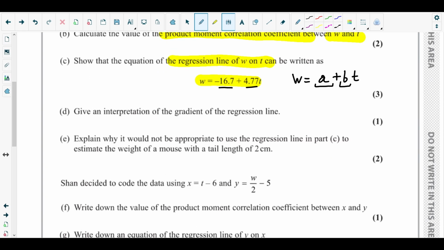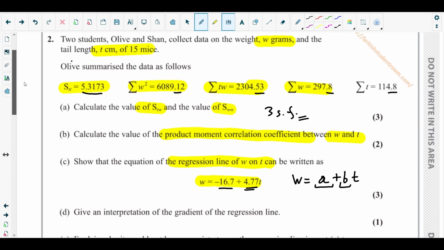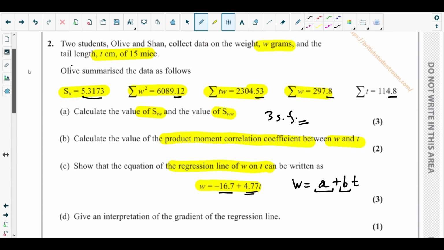Done. Next, part D asks to give an interpretation of the gradient of the regression line. So we need to interpret the value for the gradient, what the value of the gradient represents. The gradient here is B equals 4.77, the coefficient of T. What does it mean? Gradient means the rate of change. According to the context, T is the tail length, in centimeters, keep that in mind.